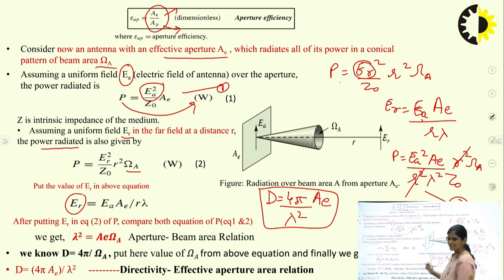From this relation, we can see that directivity is directly proportional to AE, the aperture area. So if we increase the aperture area, then directivity will increase. This is the relation between directivity and aperture area.